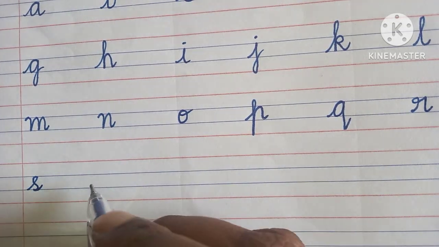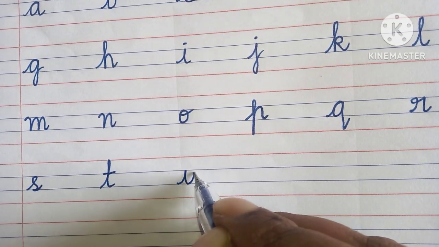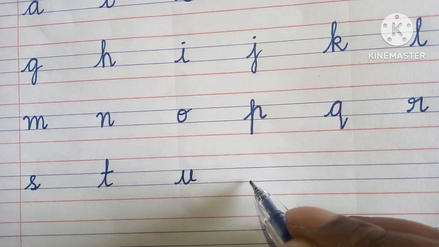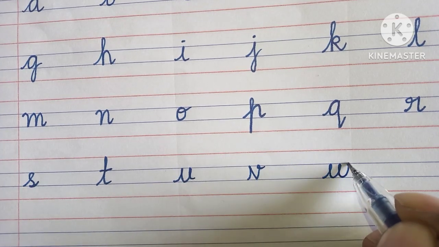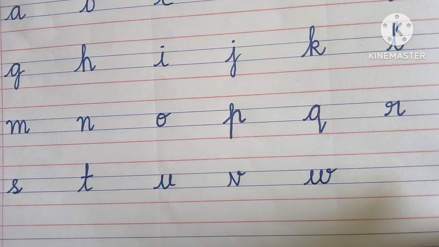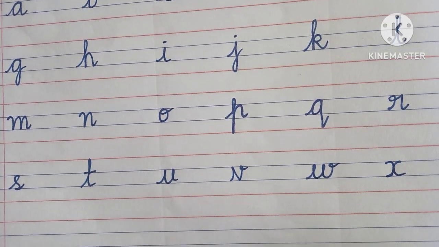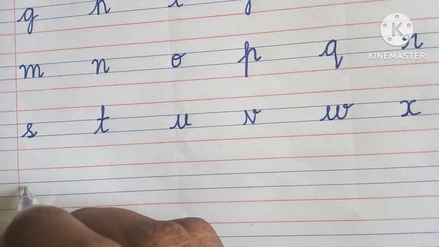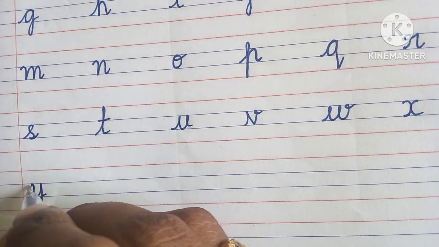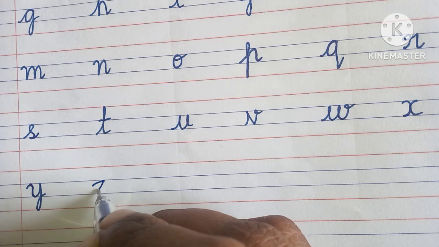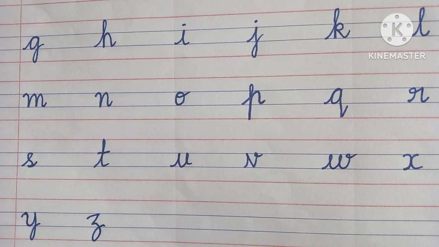S, T, U, V, W, X, Y, and Z. This is how we write cursive writing from A to Z alphabets.